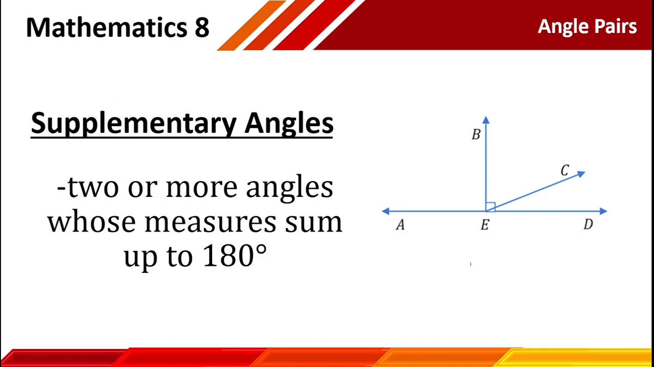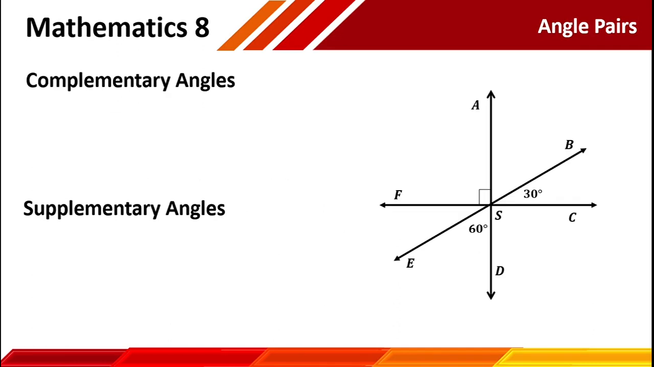Next, we have supplementary angles. So, when we say supplementary angles, these are two or more angles whose measures sum up to 180 degrees. In this given figure, we have angle AEB and angle BED. These two angles are supplementary because when you combine the two measurements of these, they will sum up to 180 degrees.